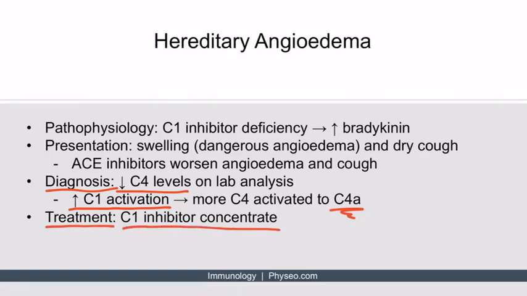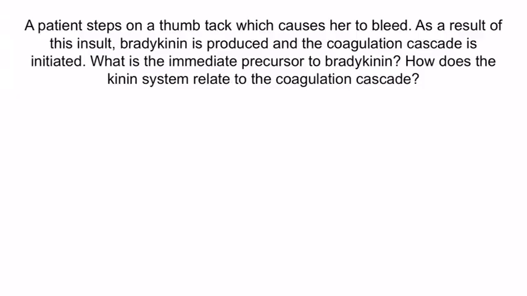So now that we've discussed the kinin system, let's do a question to apply what you've learned. A patient steps on a thumbtack which causes her to bleed. As a result of this, bradykinin is produced and the coagulation cascade is initiated. What is the immediate precursor to bradykinin? How does the kinin system relate to the coagulation cascade? So let's focus on this first question. What's the immediate precursor to bradykinin?